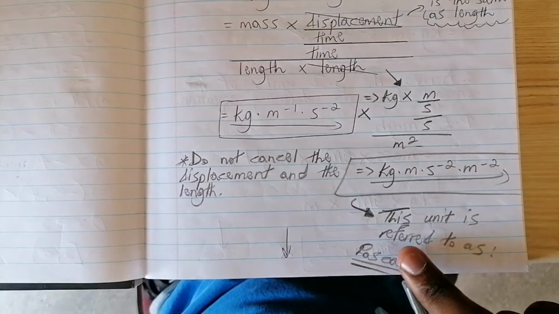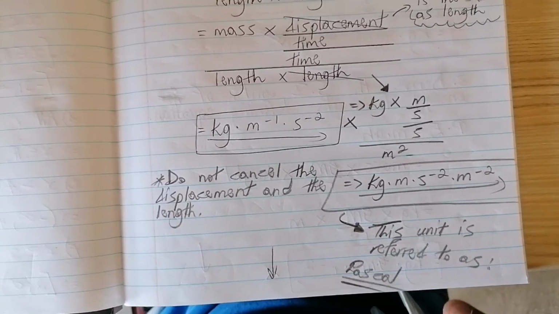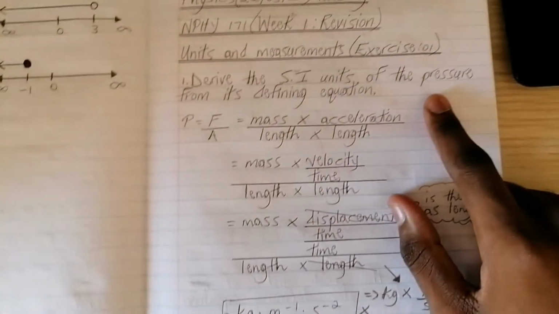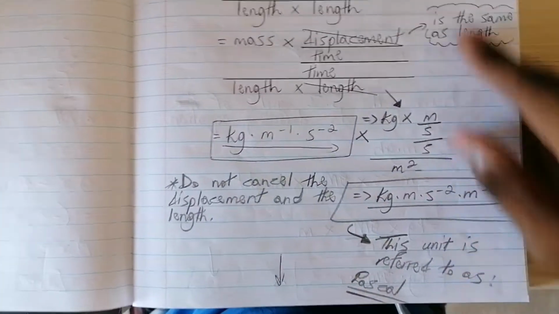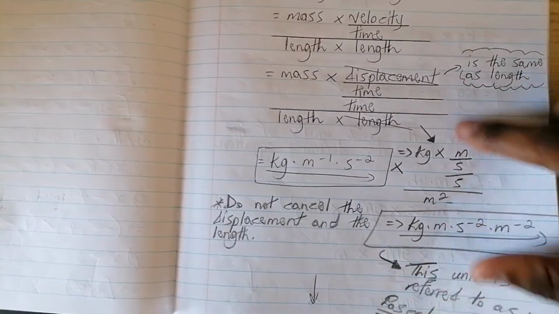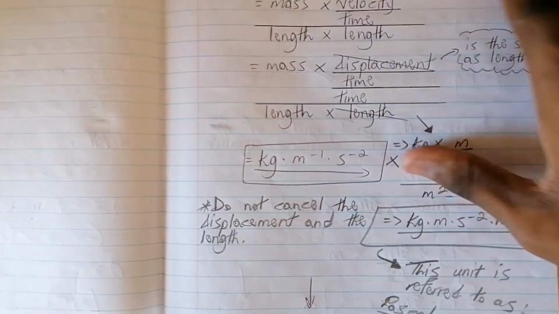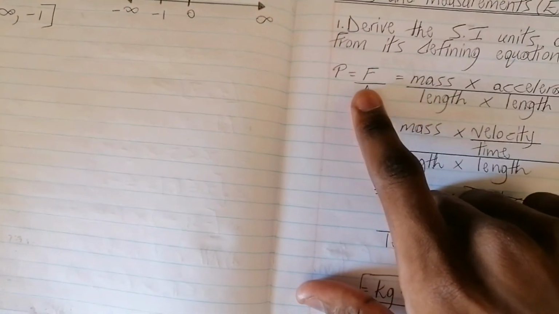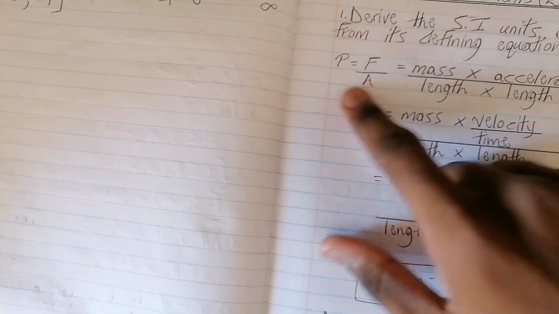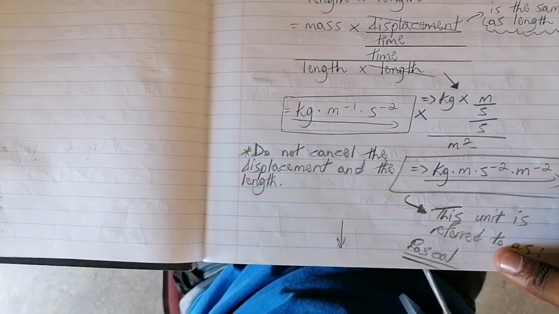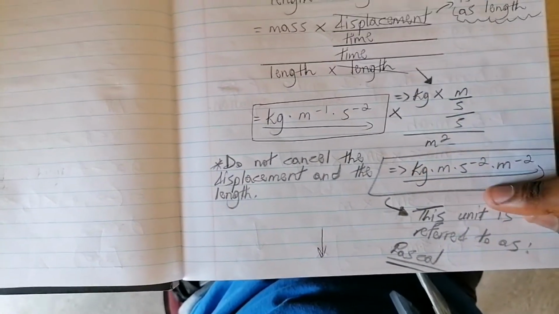Now this whole thing, this unit, is now referred to as a Pascal, as we know that pressure has an SI unit of Pascal. So that is how you derive the SI unit of pressure from its defining equation. So this is the defining equation for pressure, and that is the SI unit over there for pressure. That is how it is derived.